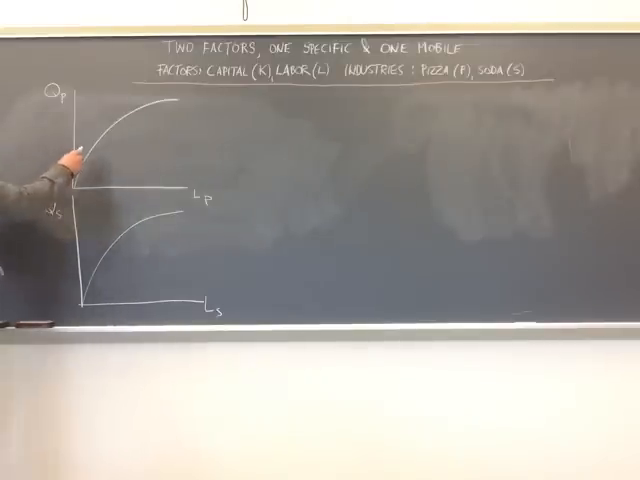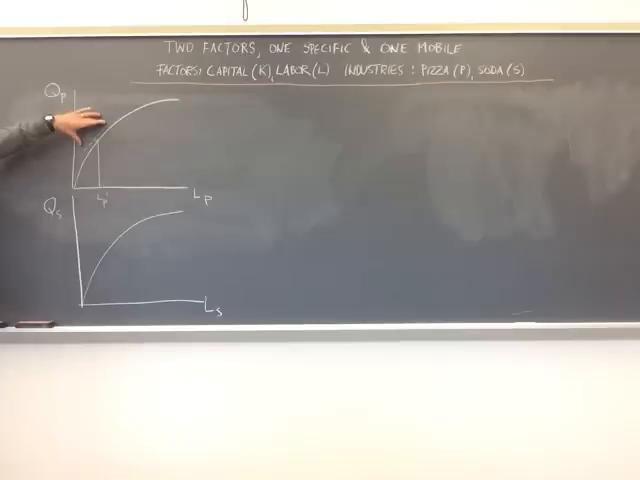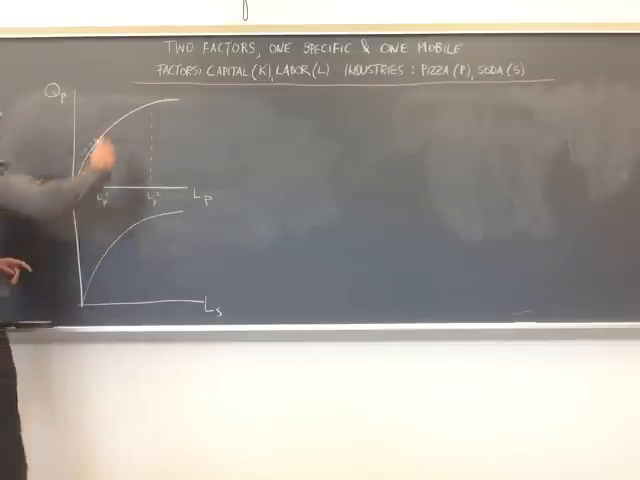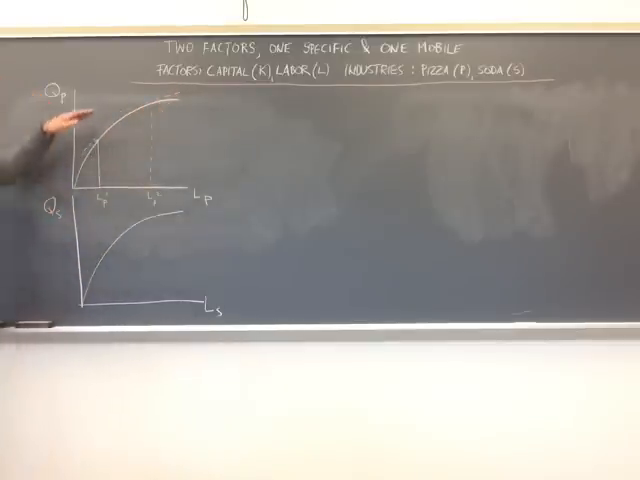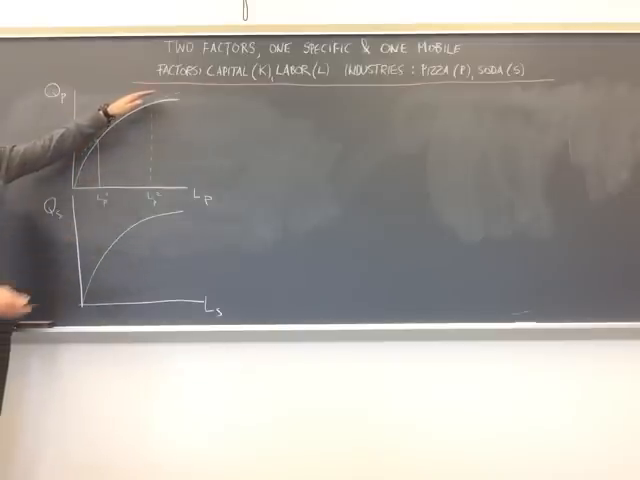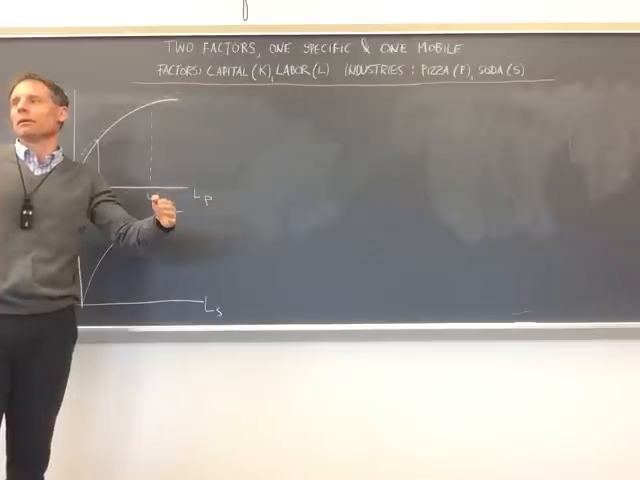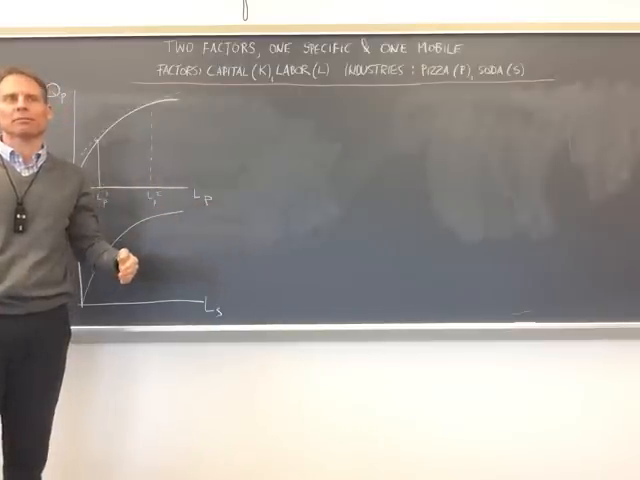And you can see that if you picked any amount of labor, the slope at this point is giving us the marginal product of labor in that industry. And you can also see that if we added more workers to the pizza industry, the slope becomes flatter. So the marginal product of labor decreases as we add more and more units of labor to the fixed amount of capital. So you have more and more workers working the same amount of machines, which makes each worker less productive.